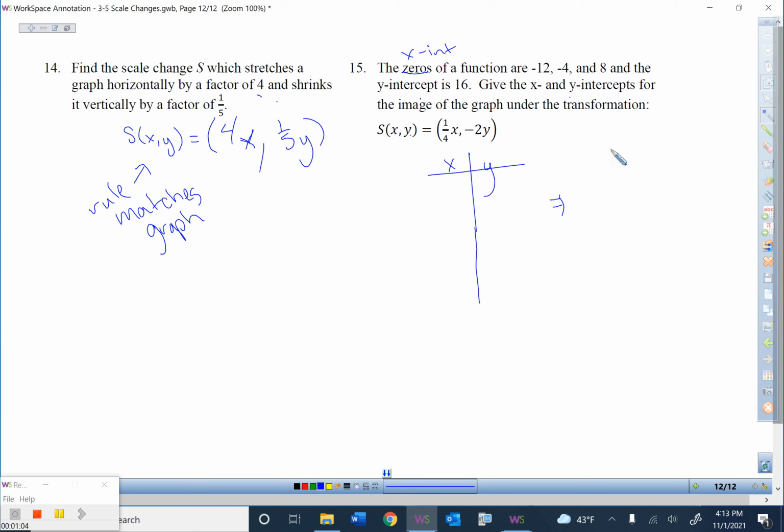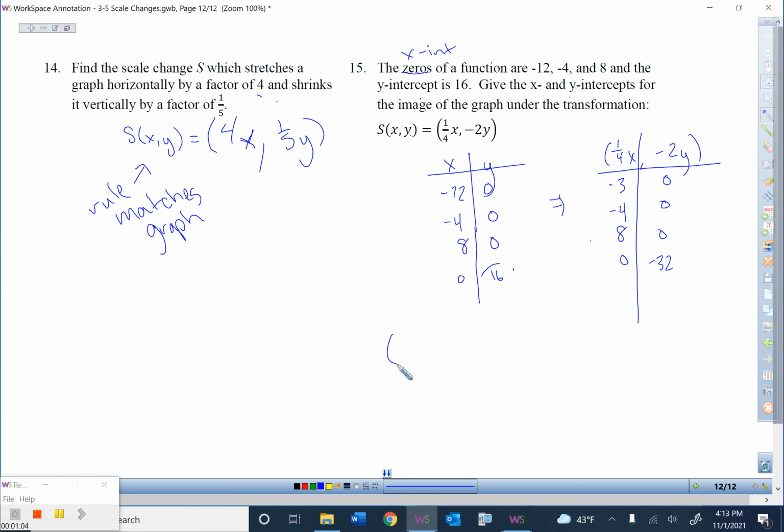So xy is going to 1/4 x, -2y. But it's really as simple as thinking about if these are x-intercepts, these are x values, so -12, -4, 8, and intercepts have 0 as their y value, meaning these are going to stay 0. All that's going to change is the x gets multiplied by a factor of 1/4, so this would be -3, -1, and 2. And then our last one was a y-intercept, so the y value is 16. And that means that 0 stays over here, but the 16 gets multiplied by -2, which is -32.